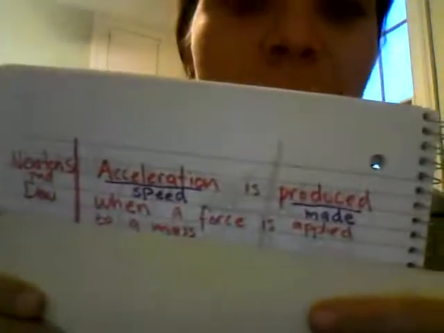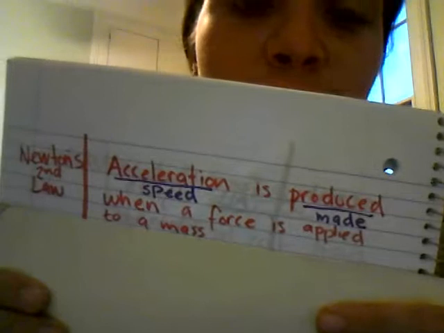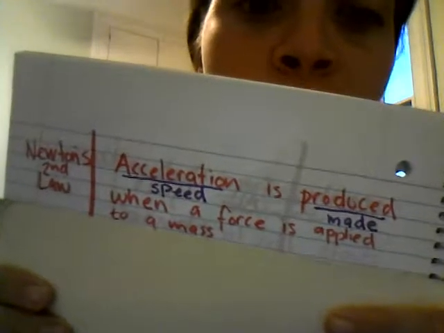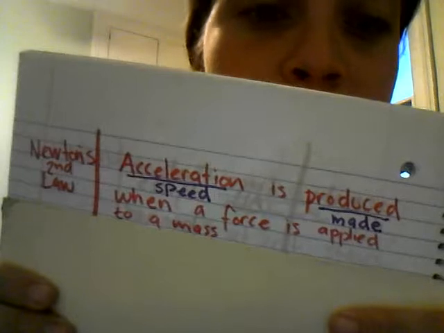Newton's second law talks about how things will speed up based on the mass, or how heavy they are, and the force that you apply with your applied force. So let's take some notes. Newton's second law says that acceleration, which means speed, is produced or made when a force is applied to a mass.